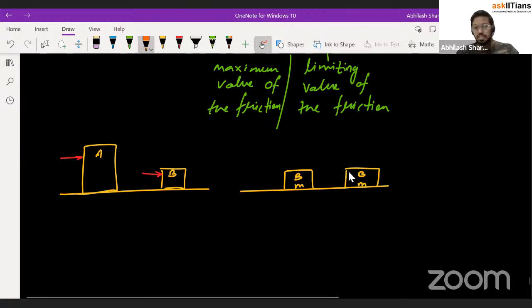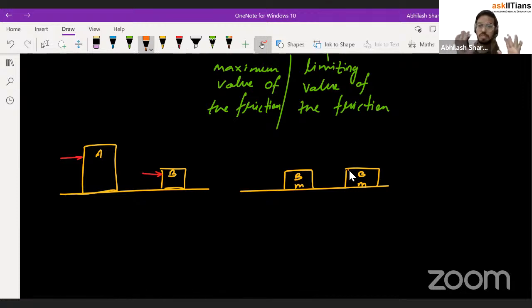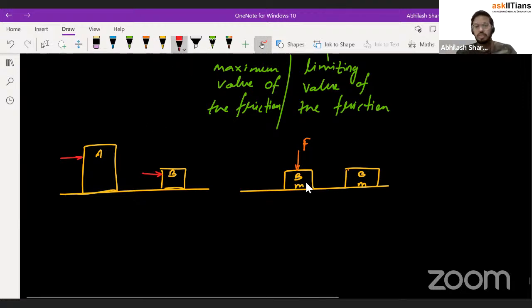But in one case, the block is kept normally just like this. In the other case, your friend is applying a force from the top. Your friend is pushing the block from the top. Okay, a pushing force is applied towards the ground. So what do you think? Both have the same weight. Will you require equal effort to move them or different?